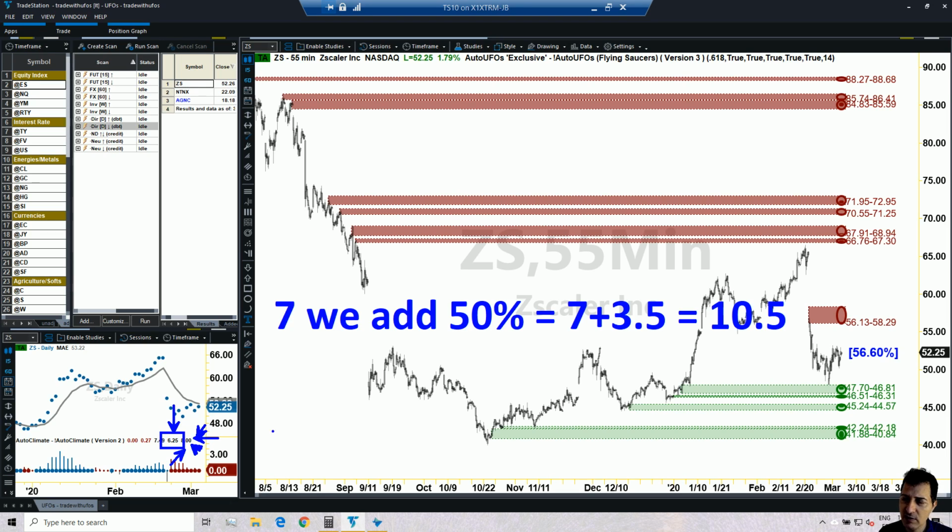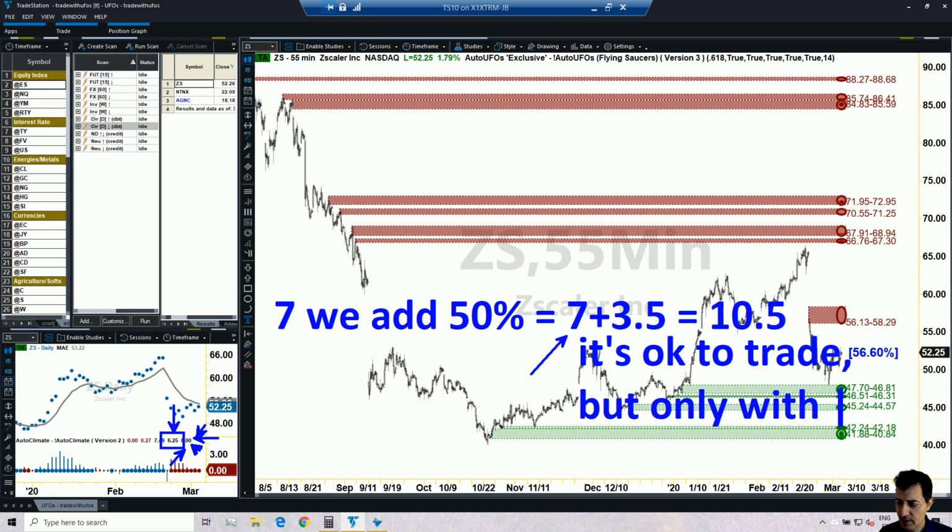Okay, so we are still on time to trade, but because we surpassed 7, then the rules that we have concluded and discussed before is that, okay, it's okay to trade, but only with 50% of the normal risk. So this is what you would do. Only 50% of the normal risk.